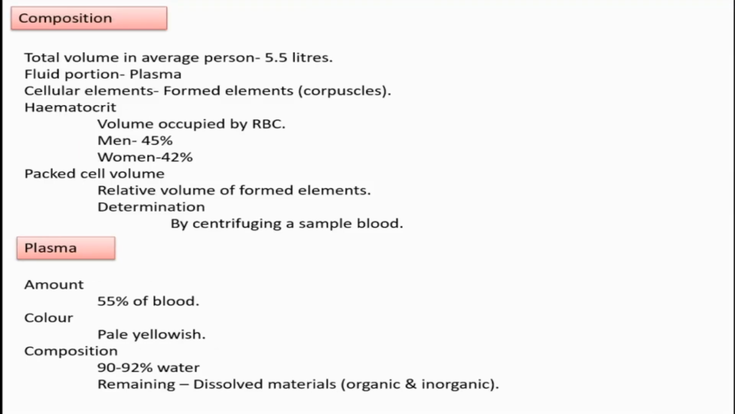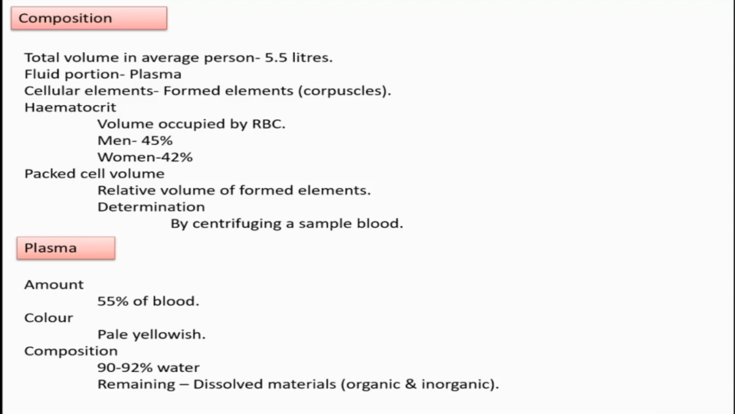Composition of blood. In an average normal person, 5.5 liters of blood is present, and its fluid portion is called plasma, and the cellular components are called formed elements. Then two terms, hematocrit and packed cell volume. This can be asked for a 1 mark question also. What is hematocrit value? It is the amount of RBC present in a given volume of blood.